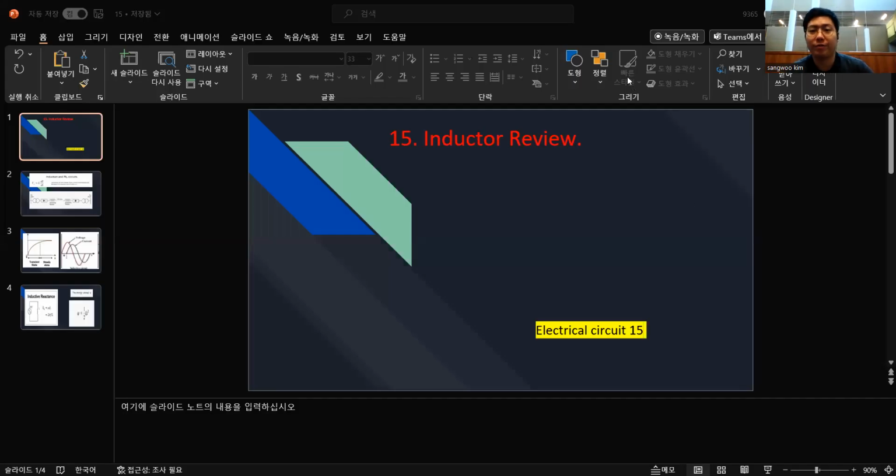Hey guys, today is lecture 15. We learned a little bit about the inductor, right? So we will do a quick review about the inductor. Let's move on.